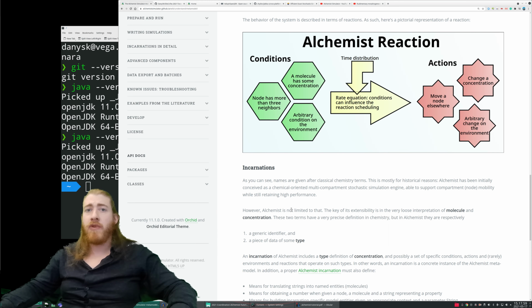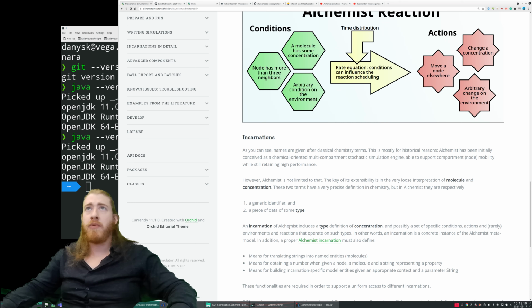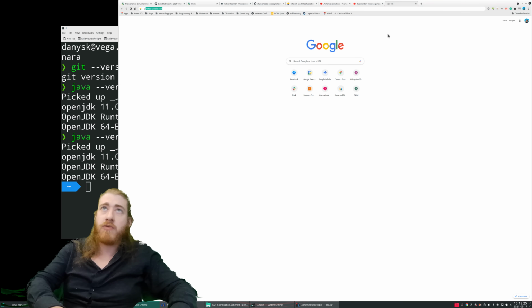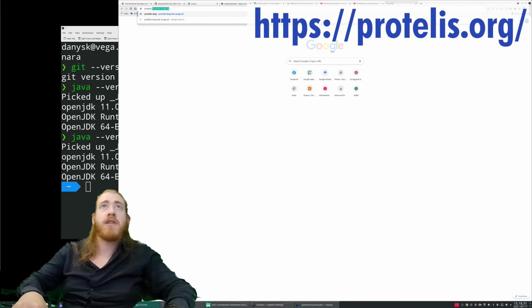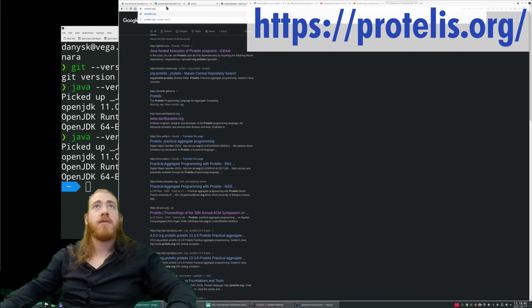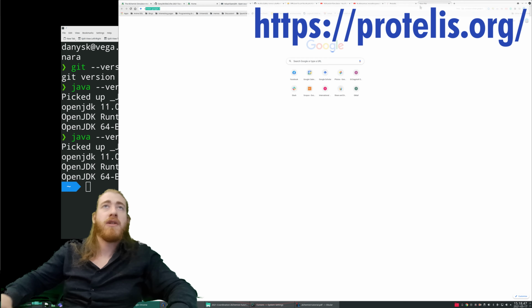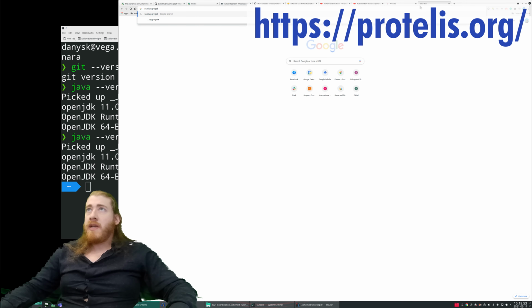in some time. More recently, there are 2 additional incarnations that we made in order to support aggregate programming. Basically, there are 2 languages for aggregate programming. One is Protelis, which was the older of the 2. I guess it's protelis.org. Yup, that's one of the 2 languages, and the other one is Scafi.